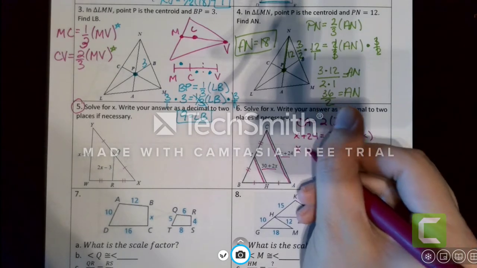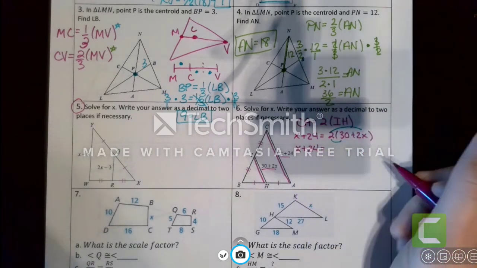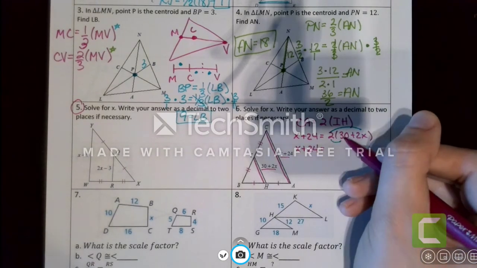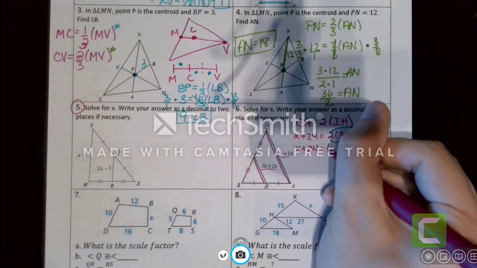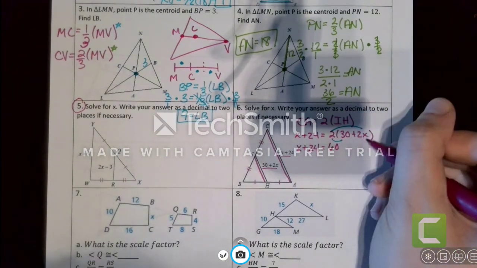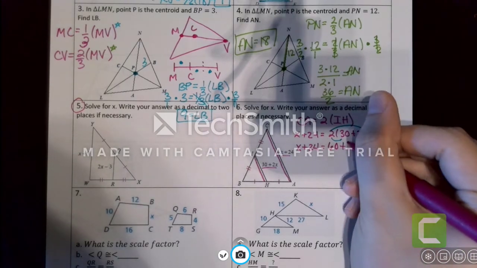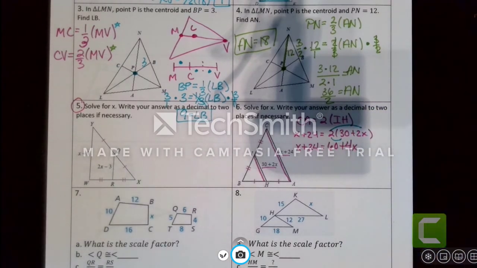Keep your left side the same. We're going to still write x plus 24, but on the right side, we're going to multiply 2 times 30 to get 60 as our constant, and we're going to multiply 2 times 2x to get 4x as our variable. Now we have to start solving for x.